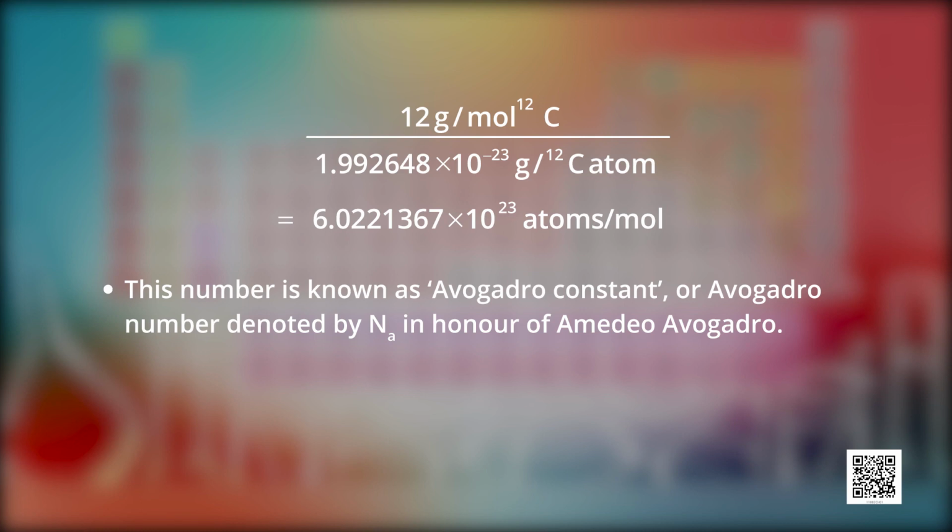1 mole of carbon weighs 12 gram. The number of atoms in it is equal to 12 gram per mole of carbon-12 upon 1.992648 multiplied by 10 raised to the power of 23 gram per carbon atom. Now we will get it is equal to 6.0221367 multiplied by 10 raised to the power of 23 atoms per mole. This number is known as Avogadro's number or Avogadro constant. It is denoted by capital N, and in subscript we will write A in honor of Amedeo Avogadro.